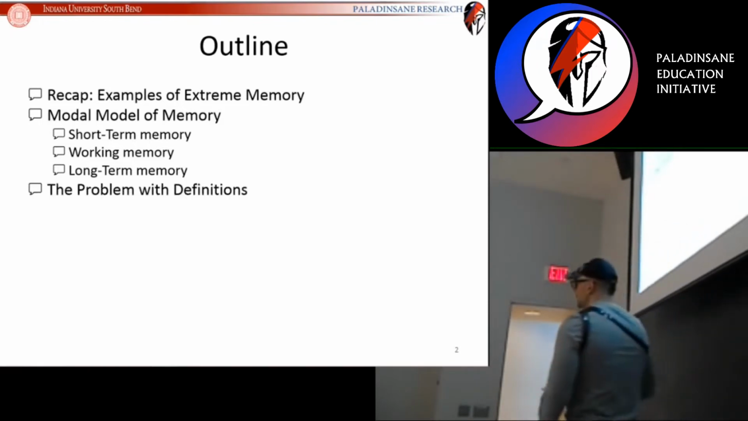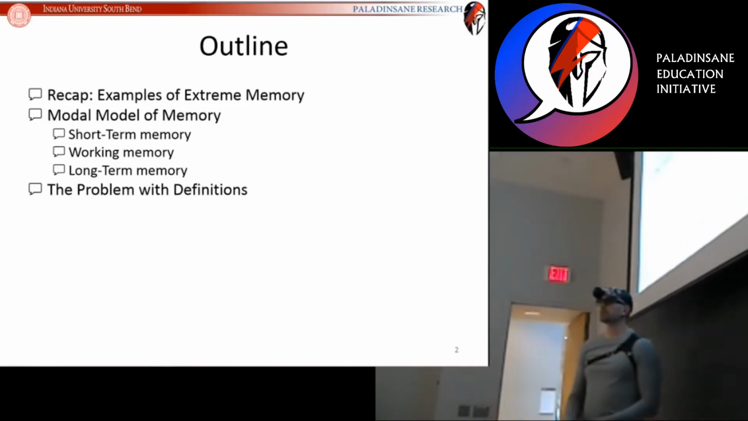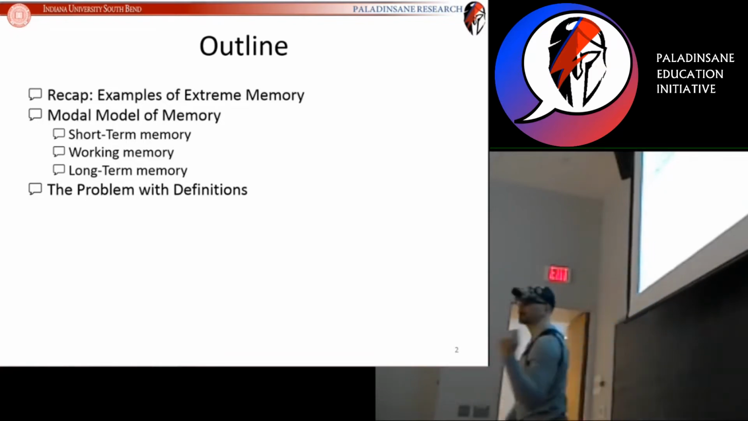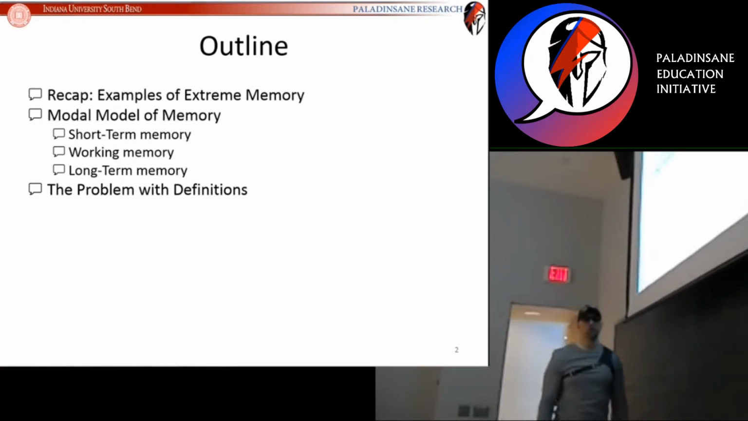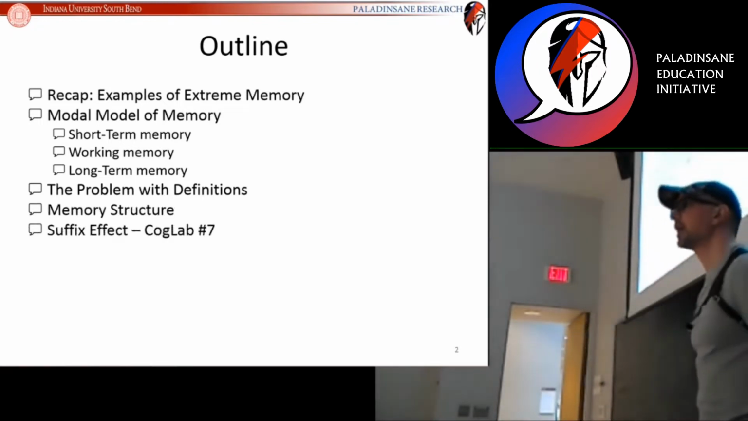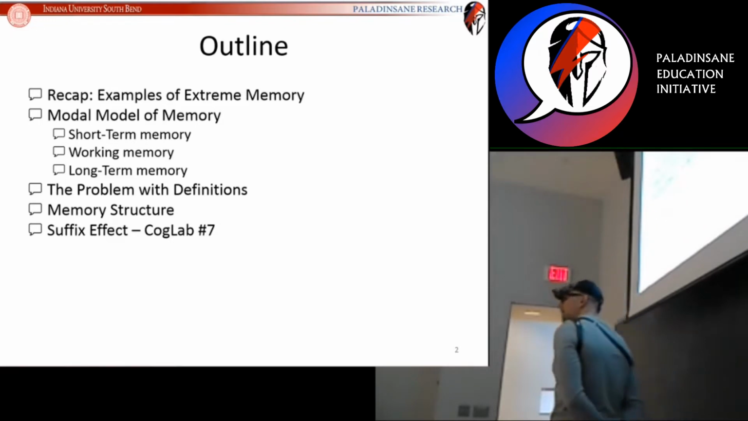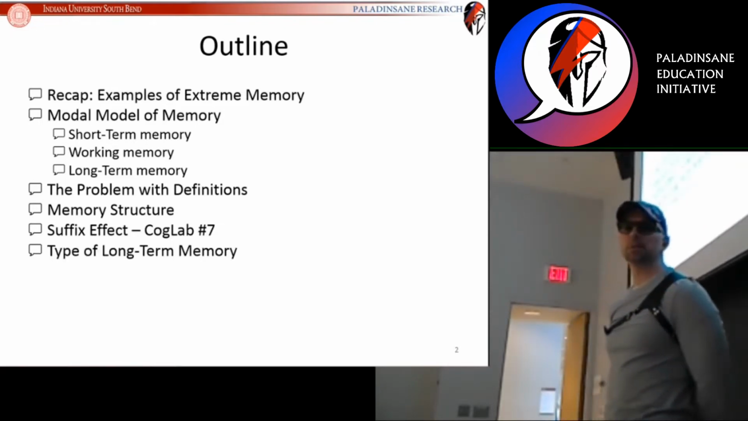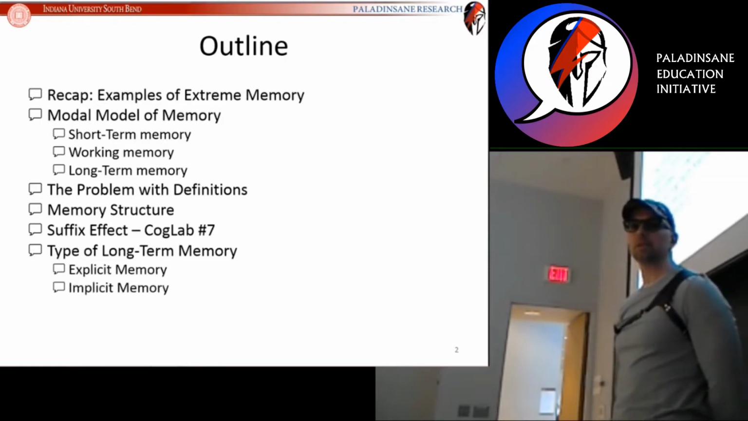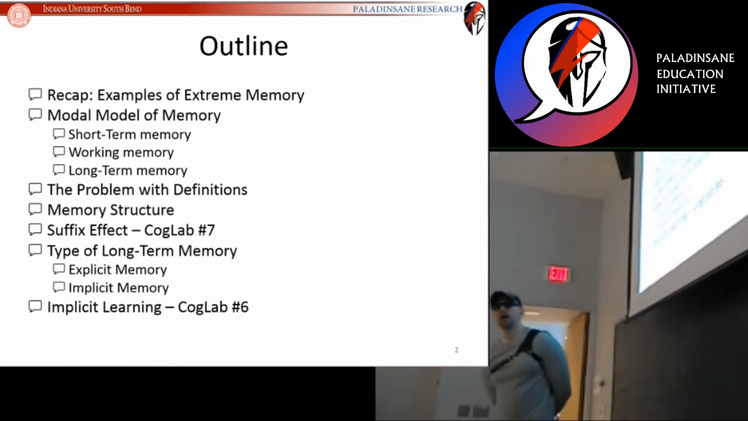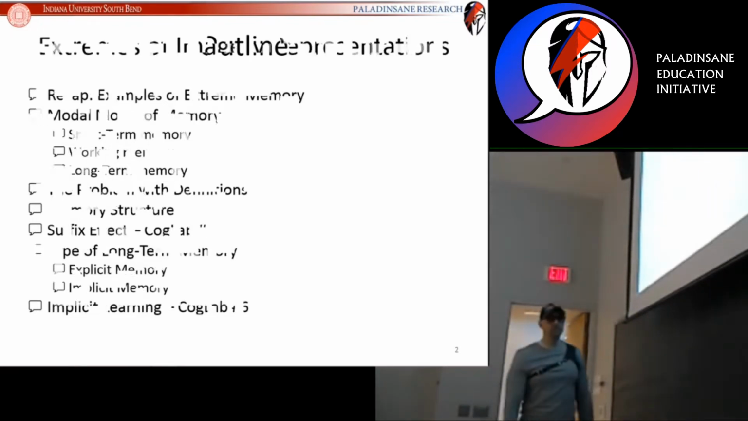We're going to continue our theme of looking at how things are defined and bring up a common criticism of the definitions for the modal model of memory. And then we'll take a look at memory structure by looking at a couple of CogLabs, first the Suffix Effect, and then different types of long-term memory, explicit and implicit, looking at that with the Implicit Learning CogLab. So that's on the agenda for today. So let's get started.